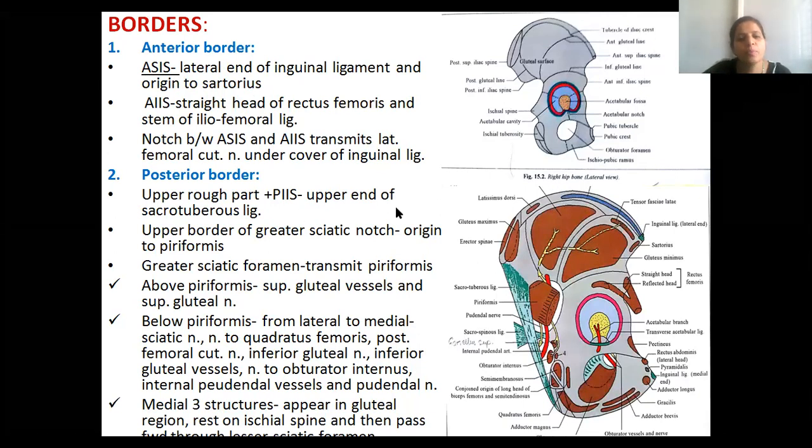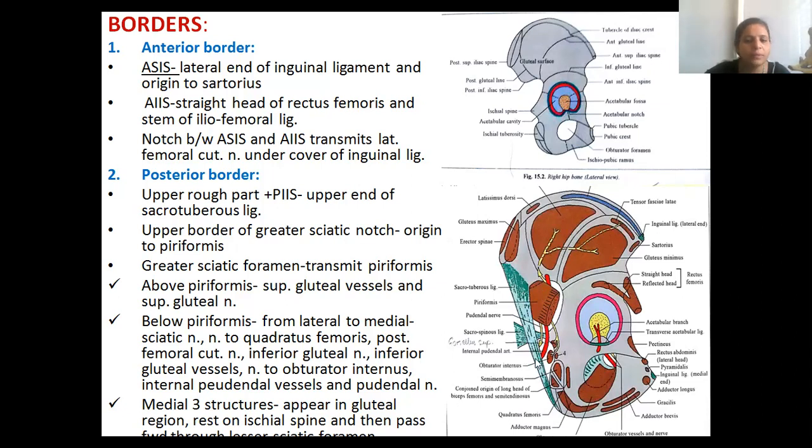That is the posterior border. It is moving from the upper part, plus the posterior inferior iliac spine, to the upper end of the sacrotuberous ligament. The sacrotuberous ligament you will see here like this. The sacrotuberous ligament is actually the connection between the sacrum bone and the ischial tuberosity.